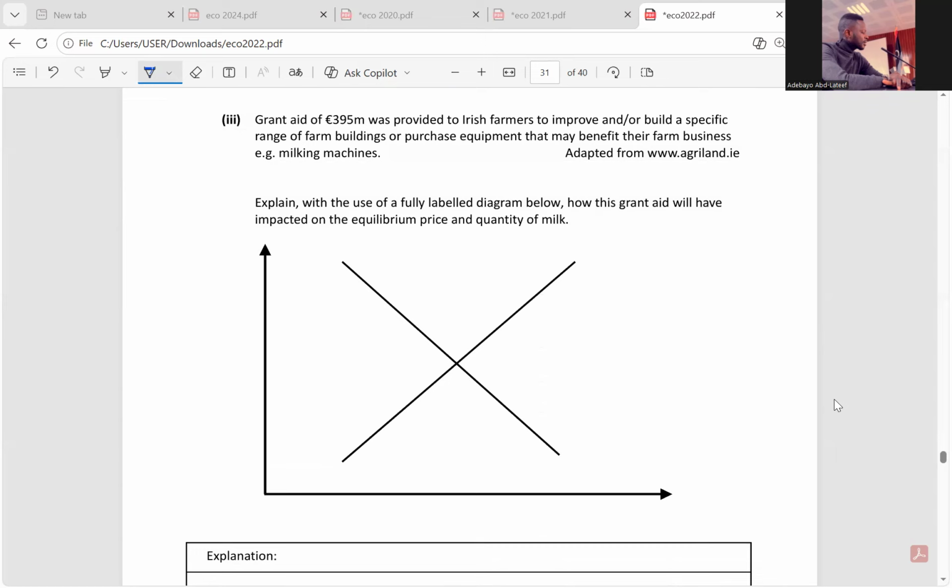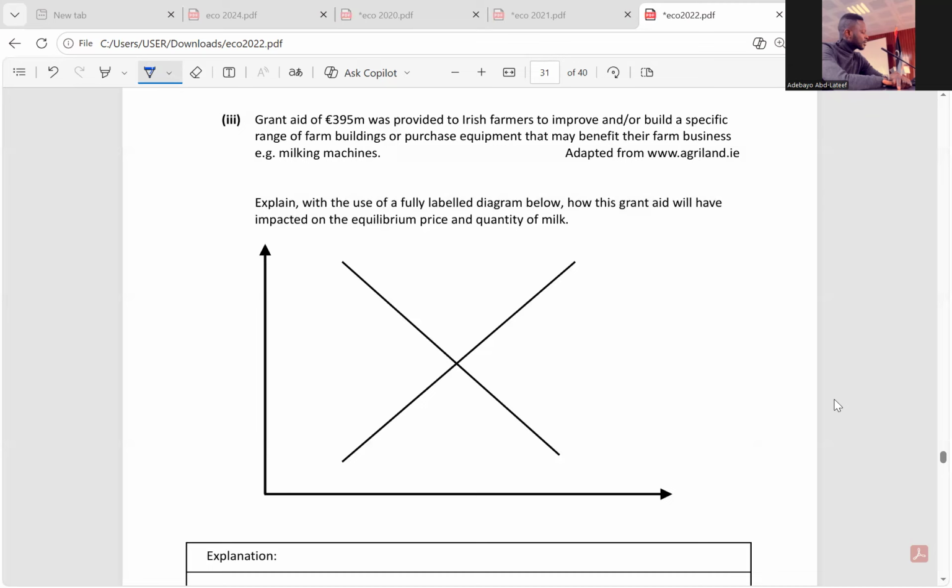This is question 15, the last thing, and there's only one question there. With the use of a fully labeled diagram, how will this grant aid impact the equilibrium price and quantity of milk? Now with grants, it's help from the government.